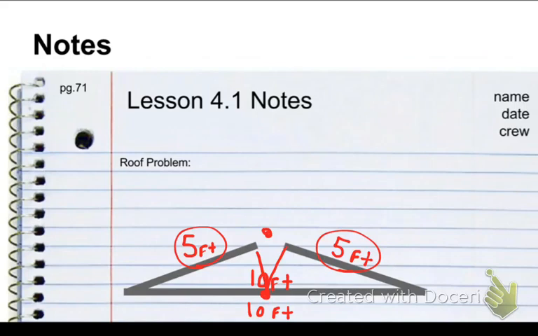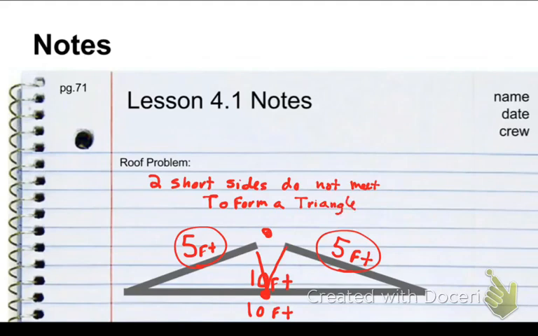That is my explanation. So, two short sides do not meet to form a triangle. Okay? And that's my explanation.